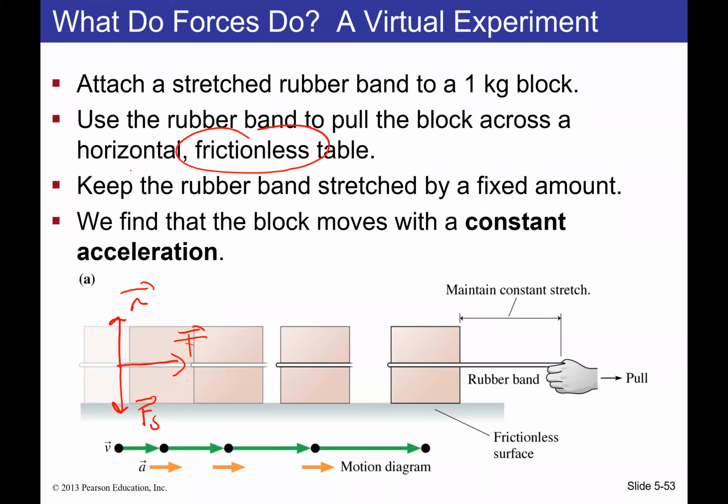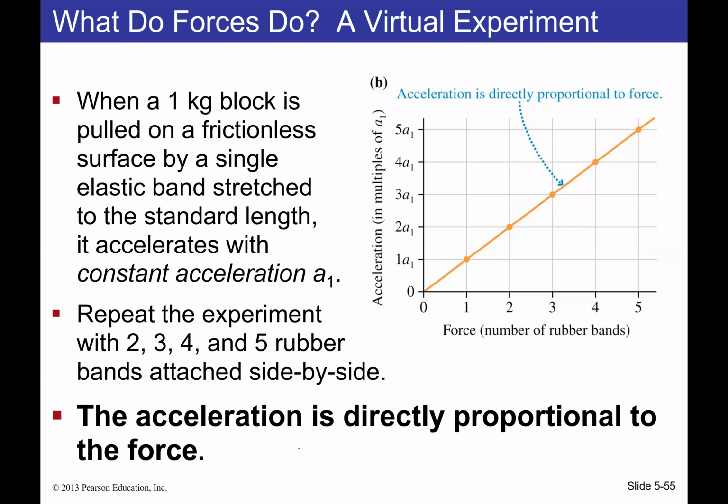And if you pull at a constant rate, then you give the object constant acceleration. That means the object is going to change its velocity at a constant rate. So when a 1 kilogram block is pulled on a frictionless surface by a single elastic band stretched to its standard length, it accelerates with constant acceleration a1. If you do this experiment, get the data and plot it, what you get is this, which means acceleration is directly proportional to the force.